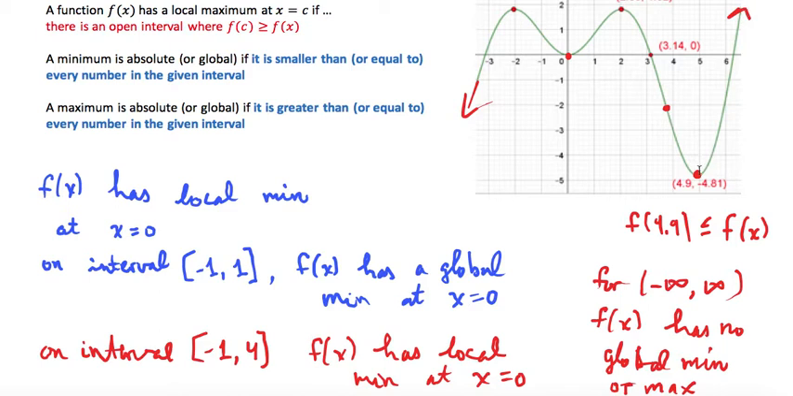It will still have some local ones. This is a local min. That's a local max. This right here is a local min. This up here is a local max. Let me do that again. This is a local min. This is a local max. This right here is a local min. This up here is a local max. Okay? But on the entire interval from -infinity to +infinity, it has no global min or max. So it depends on what interval we're talking about to determine whether something is a global min or max.